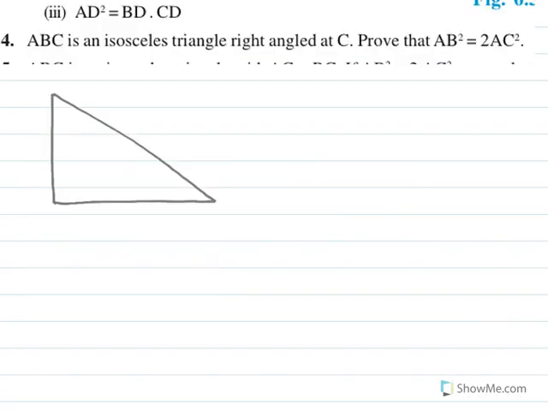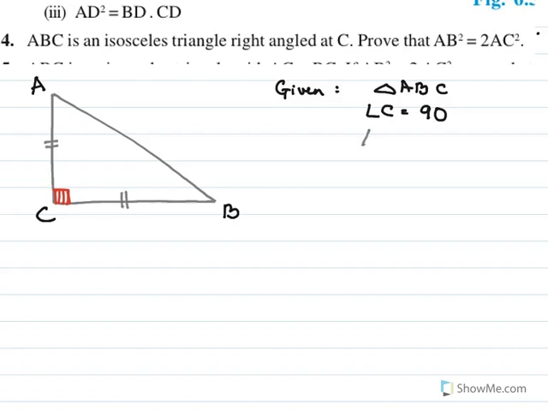ABC is an isosceles triangle, right angle at C. So here is my right angle. So this must be A, B and C. So this is my 90 degrees. So given triangle ABC, and in this triangle ABC, angle C is 90 and it is given it's isosceles. Isosceles means two sides should be equal. So I will take AC equal to BC, and I'll write AC equal to BC.